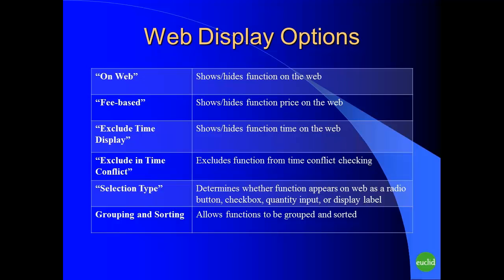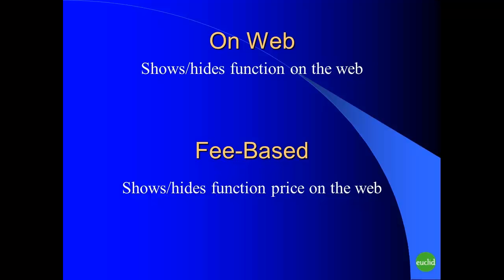For each function within ClearVantage, there are several options for controlling the web display of the function. These include determining whether it shows up on the web at all, whether its price is displayed, whether its time is displayed, whether its time is used in checking for time conflicts, what kind of selection registrants can make, as well as options for grouping and sorting the functions. The remainder of this video will cover each of these options in turn. We will first demonstrate the on-web and fee-based options.